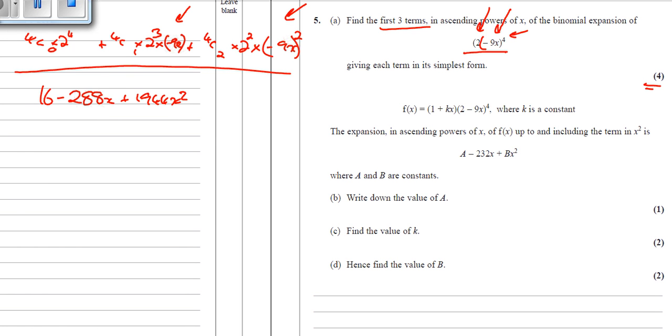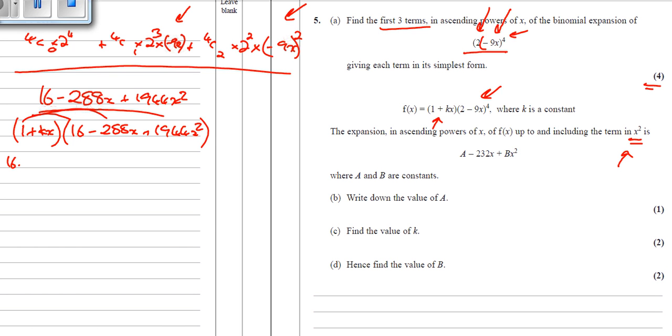Now the next one is that f of x equals what we've just worked out multiplied by 1 plus kx. And what we've got to do is find it up to and including x squared terms. So that's going to be 1 plus kx times what we've just found, 16 minus 288x plus 1,944x squared. We're only interested in up to and including x squared. So first of all, let's multiply everything by the 1. So 1 times that, 1 times that, 1 times that. So that's going to be 16 minus 288x plus 1,944x squared.